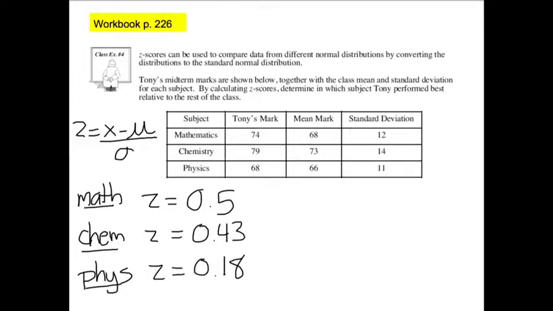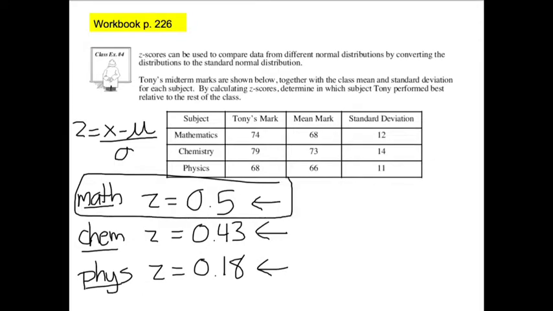Well, this is saying that Tony is half of a standard deviation above the class average. This one's saying he's 0.43 standard deviations above the class average, and in physics he's at 0.18 standard deviations above the class average. So, in the grand scheme of things, it looks like Tony did better in chemistry, but if you compare him to the rest of the class, he did better in math because he's 0.5 standard deviations above the mean.